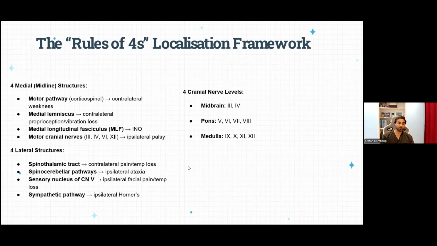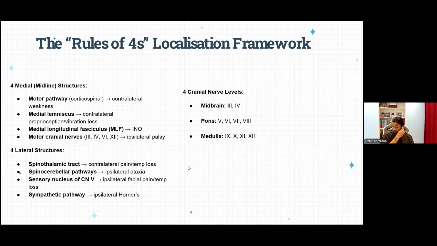So the rule of fours localization framework. This is used for brainstem localization, and it reduces the entire brainstem to a small number of predictable structures, and it's helpful to localize the deficit without imaging. So there are four medial structures, four lateral structures to remember, and four cranial nerve levels.